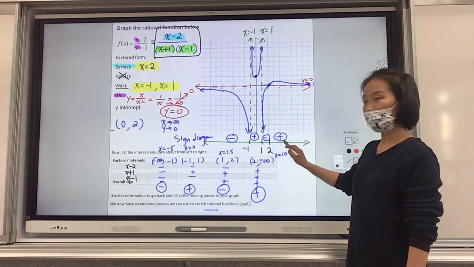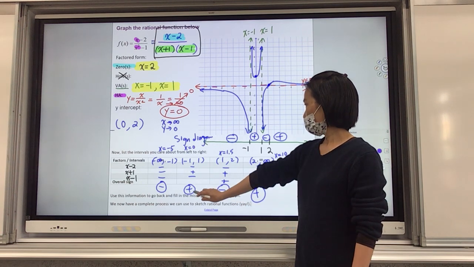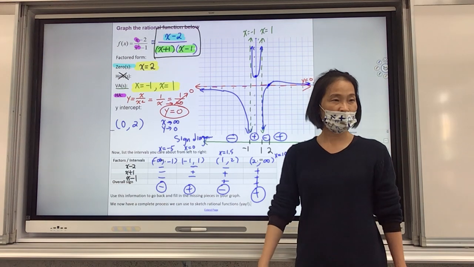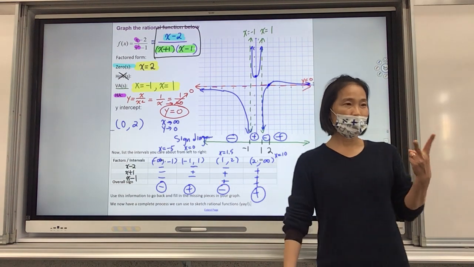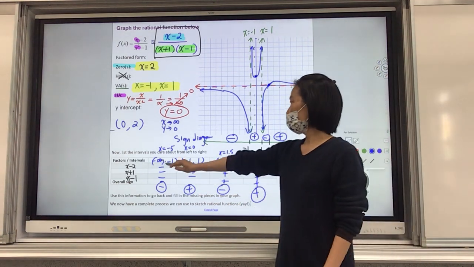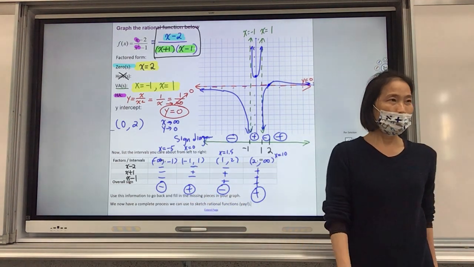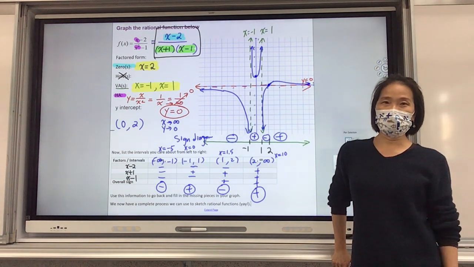Why is the chart overall positive when there are 2 negatives? Because a double negative becomes positive. Negative times positive times negative, right? I have 2 negatives, which become positive. If I have 3 negatives, it's negative. 1 negative will be negative. Yeah, when you are multiplying 3 numbers together.